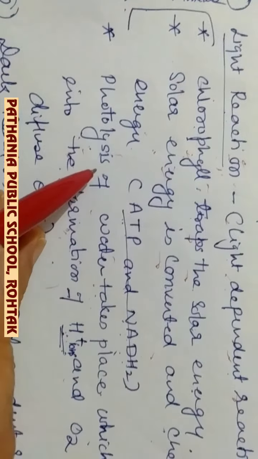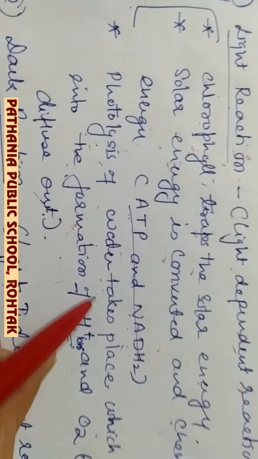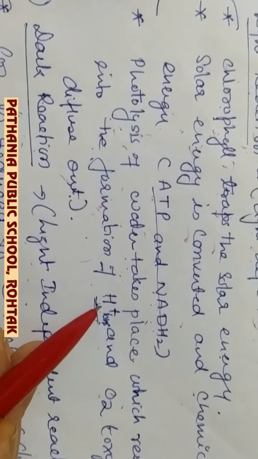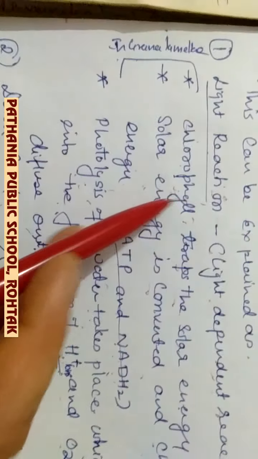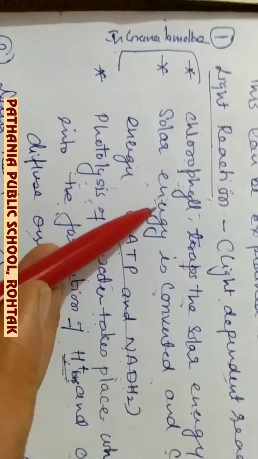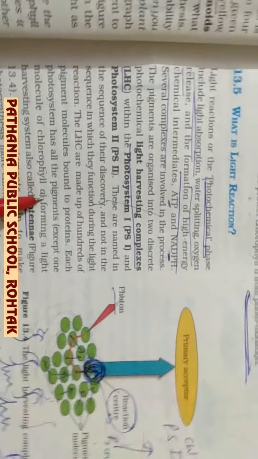energy, and then there is a photolysis of water, breakdown of water in the presence of light, with the production of oxygen, and hydrogen ions are also formed. So these are the three steps of light reactions. How these three steps get completed in light reaction, that we are to discuss here in this topic.